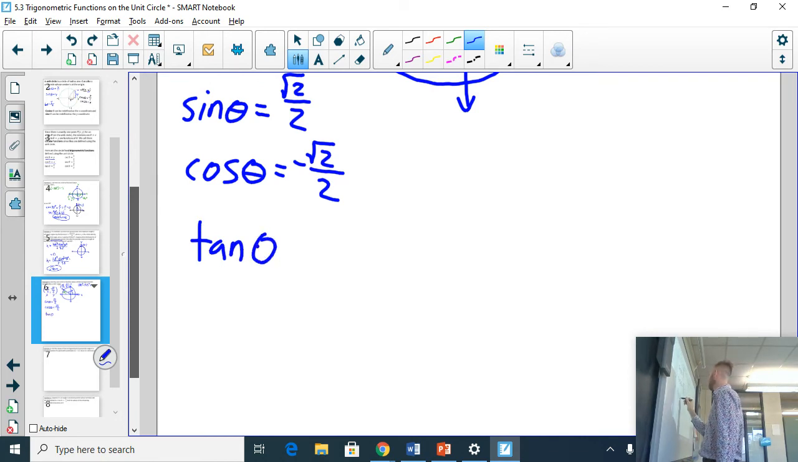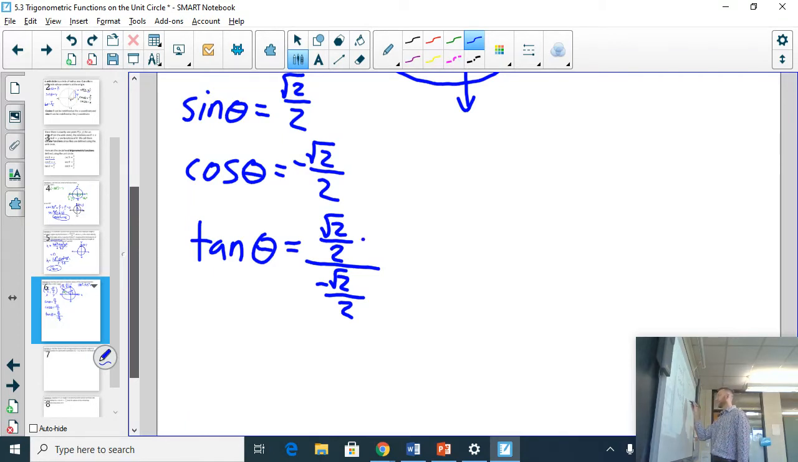Tangent of theta, tangent of theta is going to be what? Y over x, or sine over cosine. So what is square root of 2 over 2 divided by negative square root of 2 over 2, right? Dividing by a fraction is multiplying by the reciprocal, right? So this would actually be multiplying by negative 2 over square root of 2. So that's actually going to be negative 1, right?